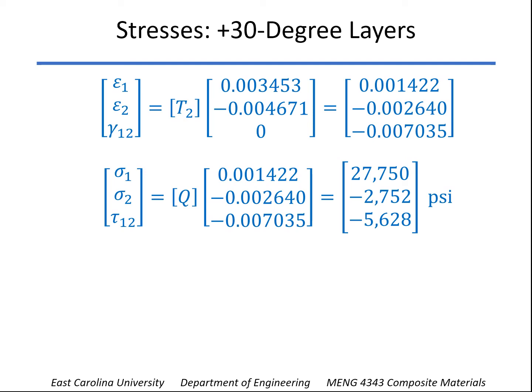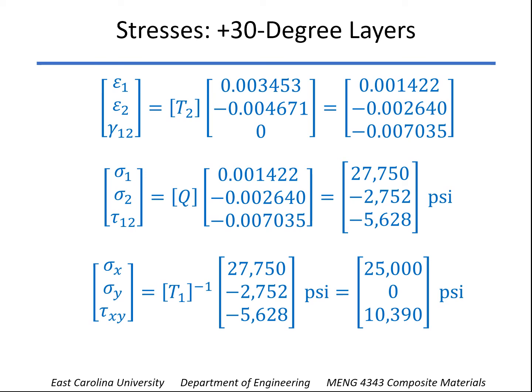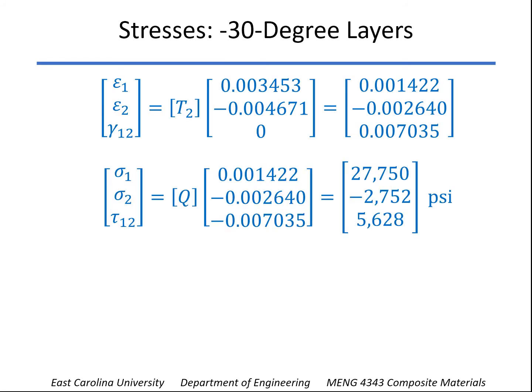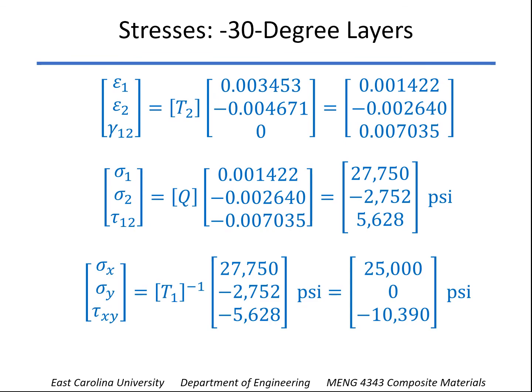But let's go ahead and find the stresses in the global system as well by multiplying by the T1 inverse matrix. And you can see 25,000 psi in the x direction, 0 in the y direction, and 10,000 and some psi is the shear stress tau xy. Again, this is for the plus 30. I'm going to do the same thing for the minus 30. You'll see that the stresses in the xy coordinate system come out to be the same except for the sign of the shear stress tau xy.